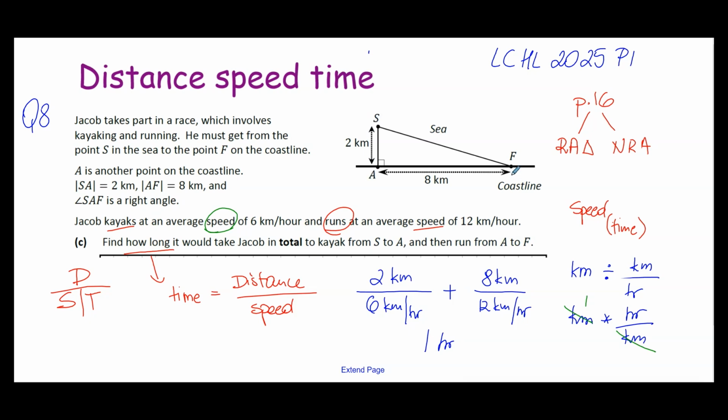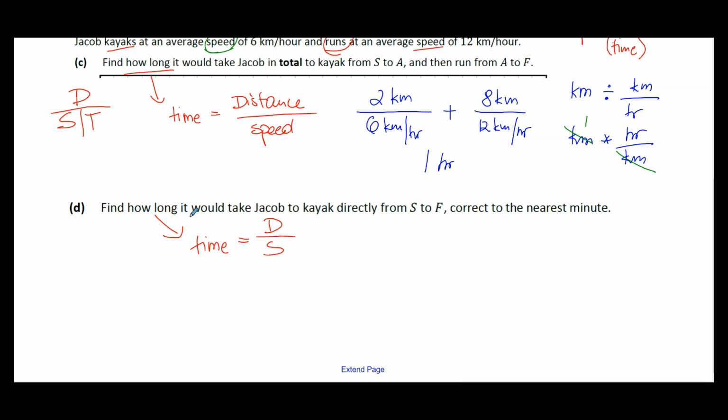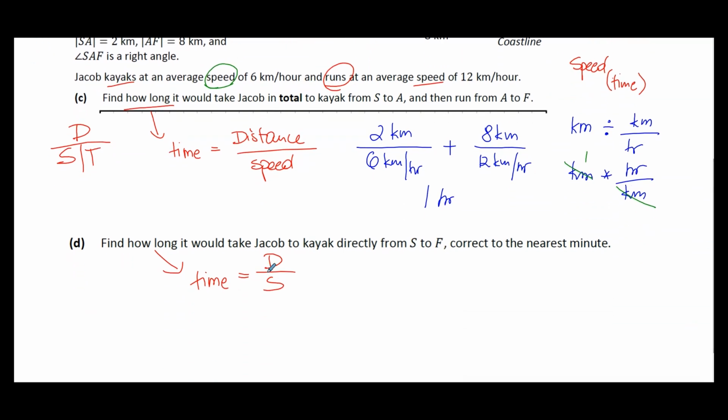Okay, let's have a look at next part of that same scenario. So next part is saying find how long, again, how long, that means we are looking for time. That means that will be distance divided by speed. It would take Jacob to kayak directly from S to F, correct to the nearest minute. Like we said, that's the second available route. He's going to kayak directly. So speed we know, the speed of kayaking, 6 kilometers per hour. That's fine. However, the problem is we don't know the distance. And that's where our page 16 comes in.